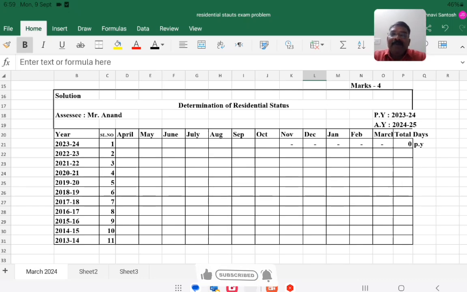So why have I made this chart? Because it makes things very easy. We do not have to go in depth and calculate the days. Here all the months are there. In those particular months we put the number of days the individual is in India, or the month when he left India. This is one of the charts we are going to make.